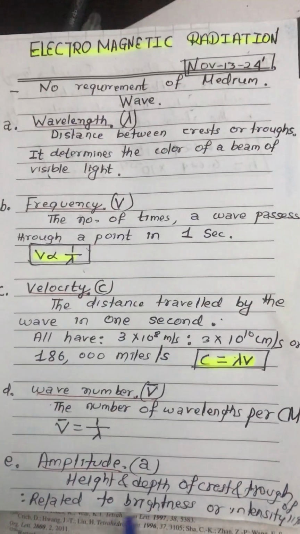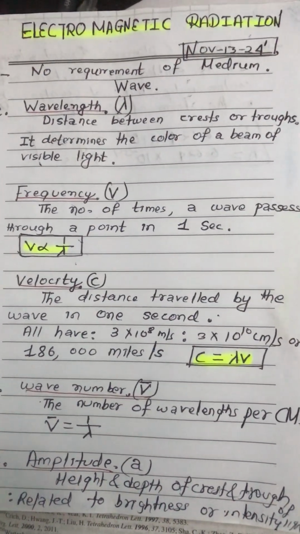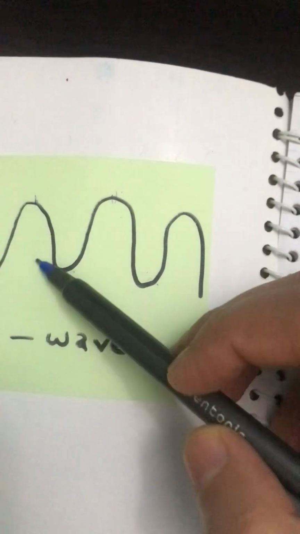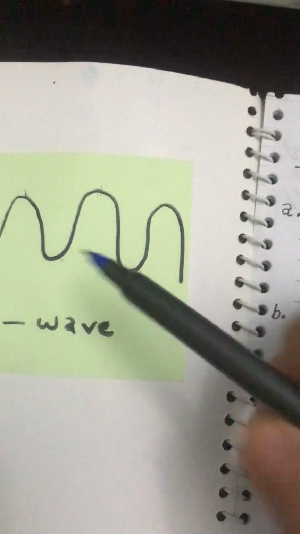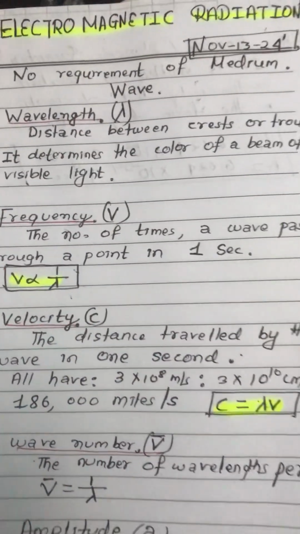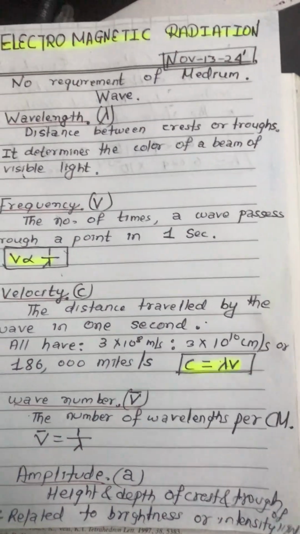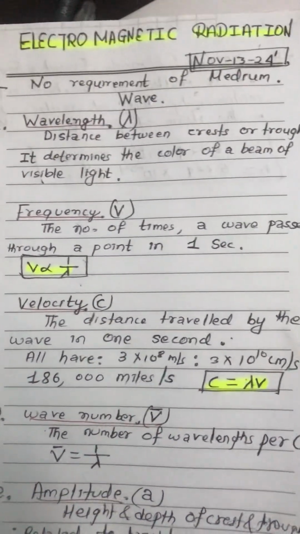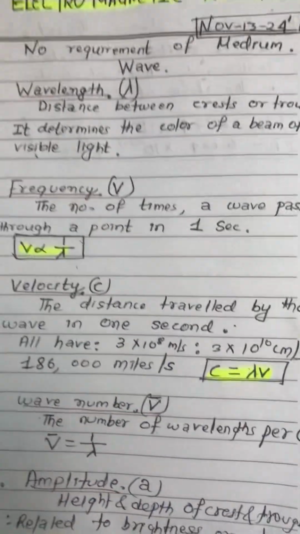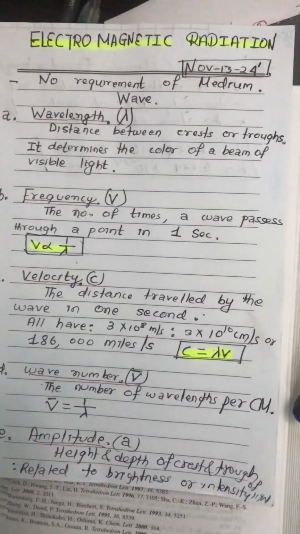And the fifth one is the amplitude, which is denoted by the smaller letter a. It is the height of the crest and also the depth of the trough, that's the amplitude. It is related with the brightness or intensity of light. So yeah, it is related with the intensity. So this is the basic concept before getting into the idea of electromagnetic radiation.